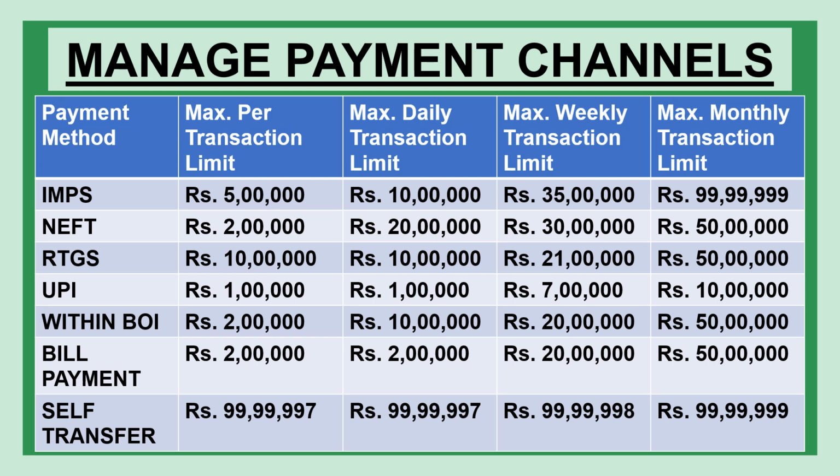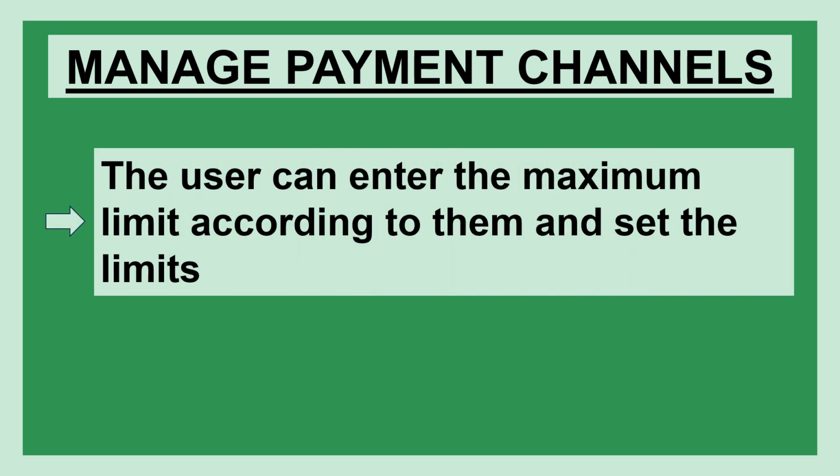Payment method is self-transfer. The maximum per transaction limit is 99 lakh 99,997. Maximum daily transaction limit is rupees 99 lakh 99,999. Maximum weekly transaction limit rupees 99 lakh 99,998. Maximum monthly transaction limit is rupees 99 lakh 99,999. Manage payment channels: the user can enter the maximum limit according to them and set the limits.